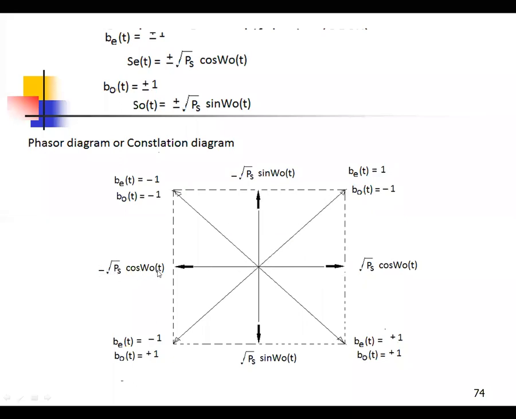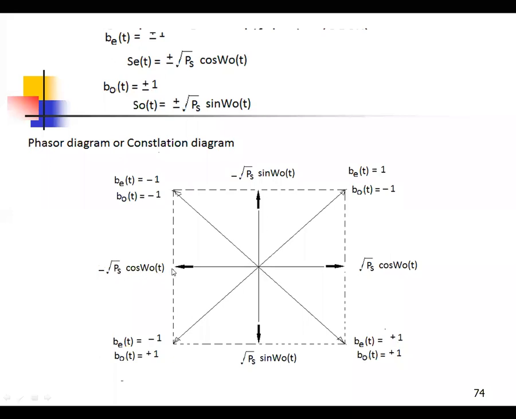Minus root Ps cos omega naught t and minus root Ps sin omega naught t. These two are 90 degrees again. The resultant is cosine is b_e(t), sine is b_o(t). Simply I draw the resultants. b_e(t) is equal to minus 1, b_o(t) is equal to minus 1.